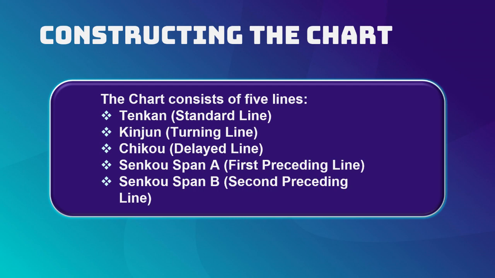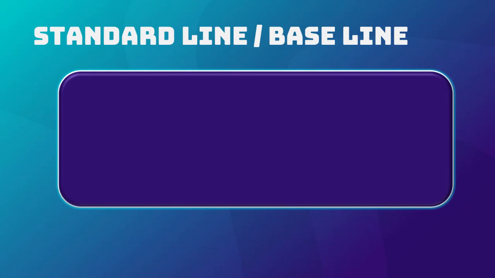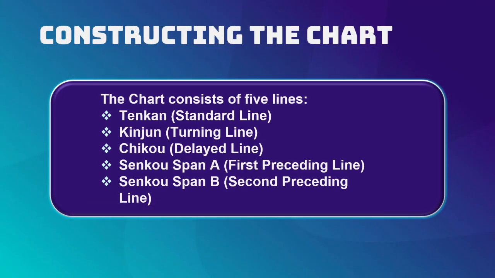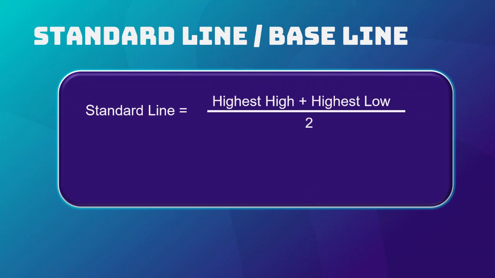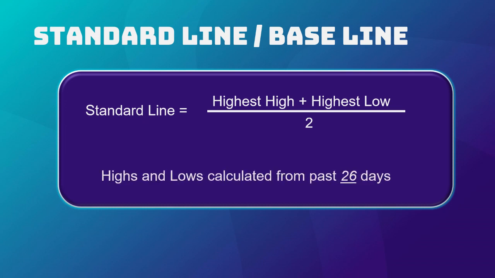Taking a look at these 5 lines and how they work, we'll start off with the standard or baseline. I'm not going to go through all the Japanese names again, but Tenkan, that's the standard or baseline. Again, depending on the platform you're using, they might label it slightly different. Anyway, all it is, it's a simple average. It's the highest high and the lowest low over a period of time divided by 2. And it's calculated from the past 26 days.